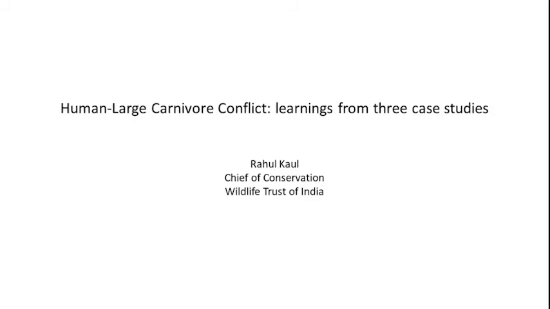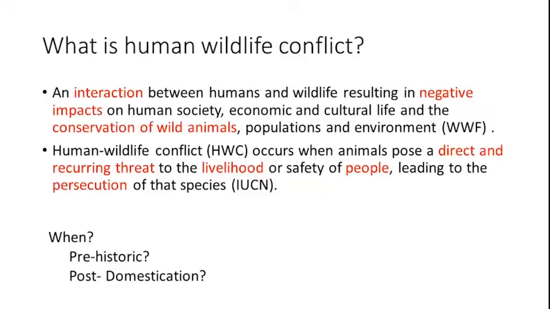conflict. So the first thing is, what is conflict? It's been variously defined, and I've chosen two definitions today. One is an interaction between humans and wildlife, resulting in negative impacts on human society, economic and cultural life, and the conservation of wild animals, populations, and environment. This is something that WWF uses very frequently.